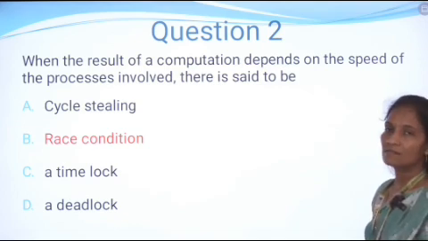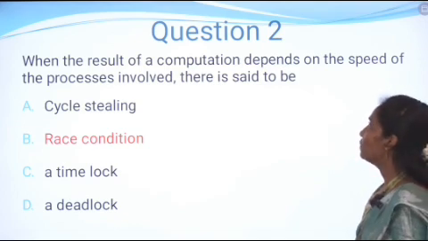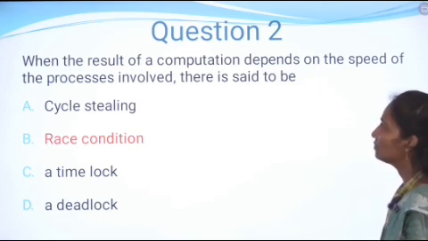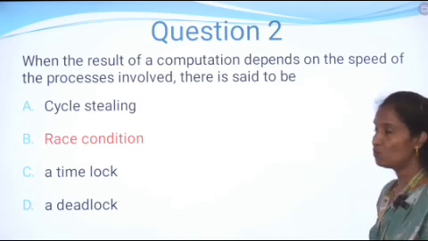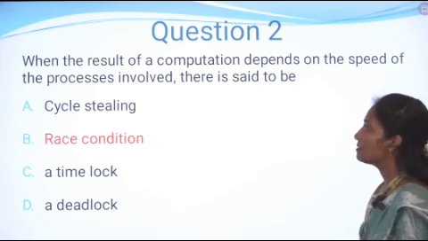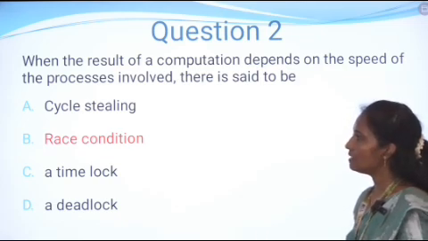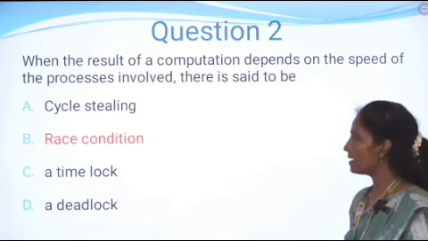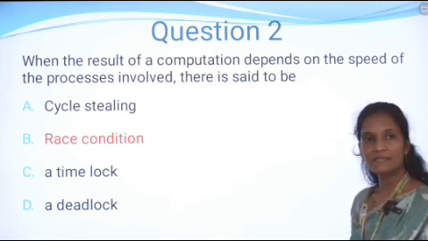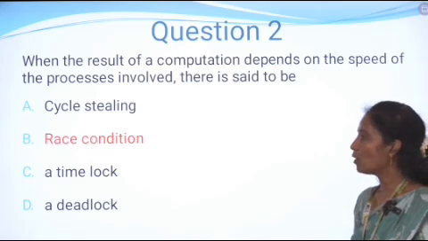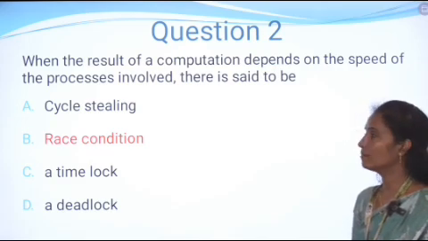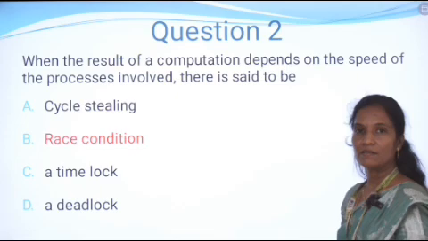Question number 2 is, when the result of a computation depends on the speed of the processes involved, that is said to be: option A is cycle stealing, option B is race condition, option C is a time lock, and option D is a deadlock. The answer is race condition.